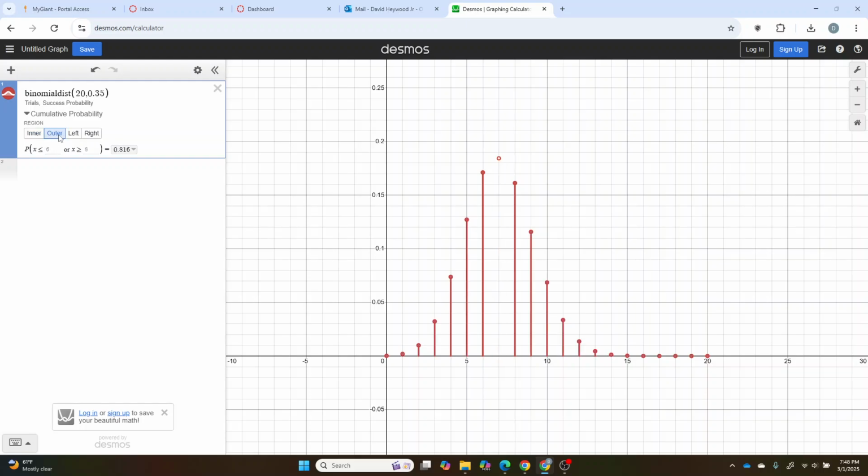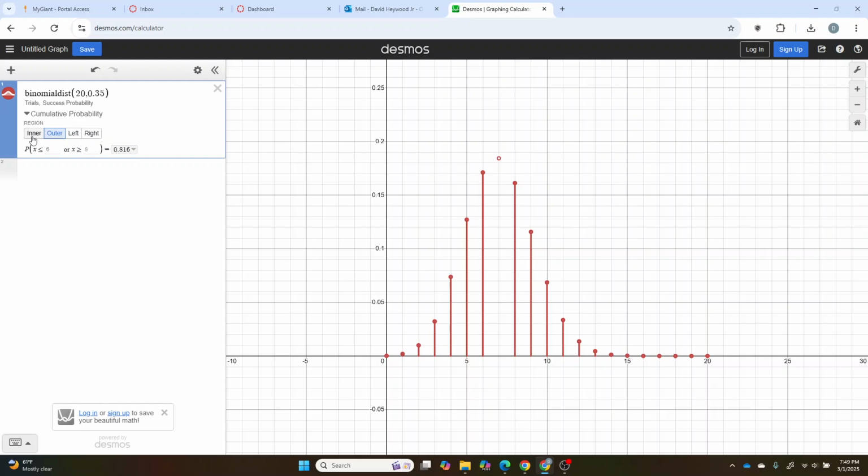It has these different options, right? Where you can look at the probability x is between certain values, the probability x is less than certain values, the probability x is greater than a certain value, and this outer one we probably won't ever use. But this is the probability that x is either less than something or greater than something else.